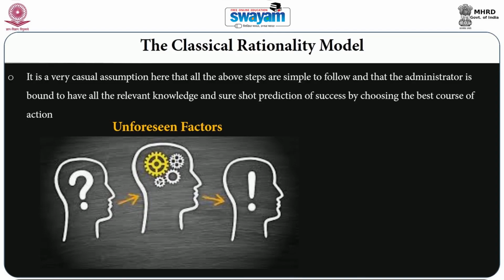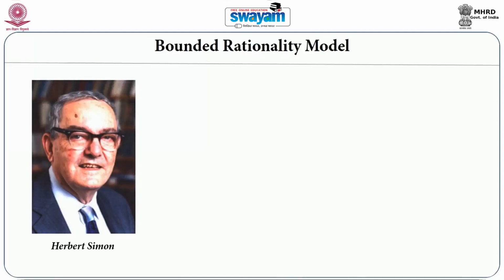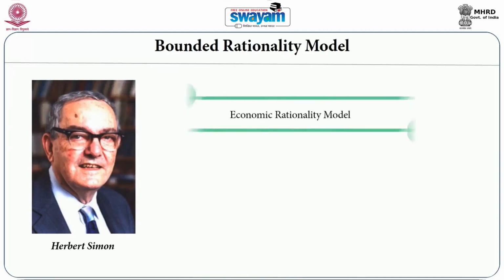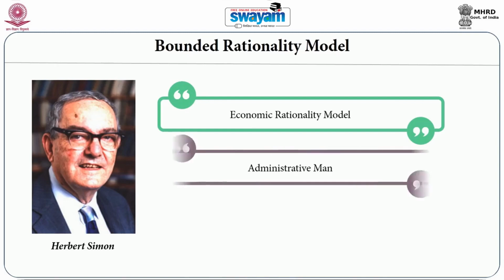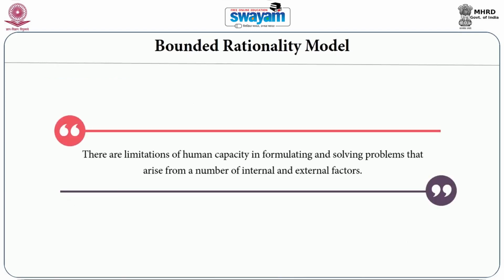This classical approach to decision making was the basis for building up the behavioralist school, and the idea of studying decision making in detail emerged from it. Simon put forward this alternative model to the classical economic rationality model, which he believed was comparatively a more realistic alternative. In this model of decision making, he proposes the model of administrative man rather than economic man while making decisions in an organization. It states that there are limitations of human capacity in formulating and solving problems that arise from a number of internal and external factors.